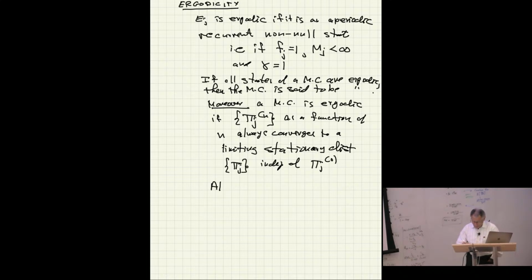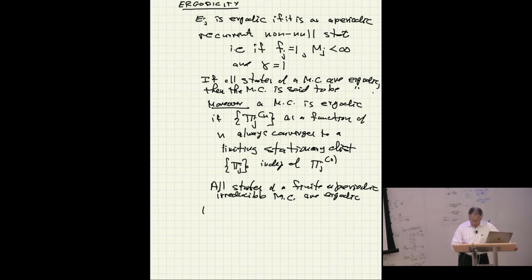All states of a finite aperiodic irreducible Markov chain, no surprise, are ergodic. Again, moreover, an irreducible aperiodic Markov chain. And by the way, you don't have to suffer writing all this down. It's all in the book. But maybe writing helps you. That's why I'm doing it for you here. Irreducible aperiodic Markov chain is ergodic.